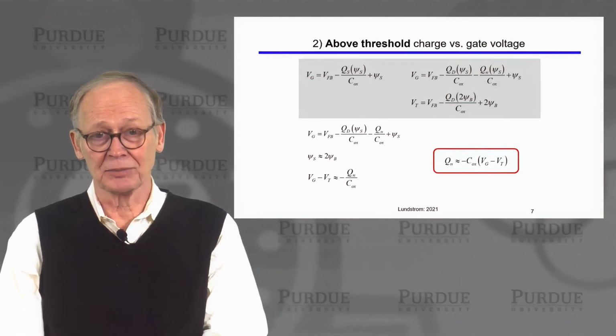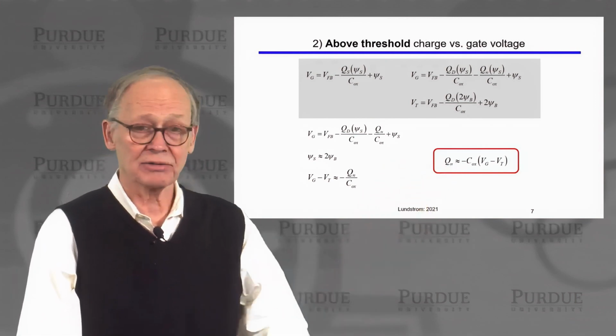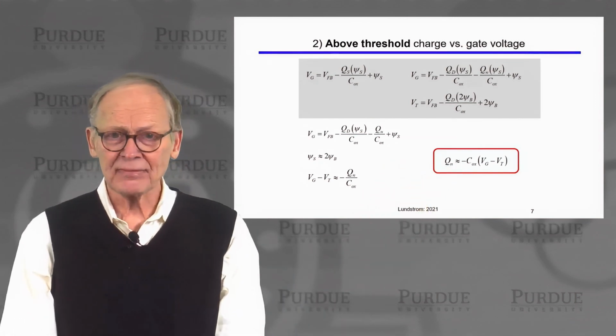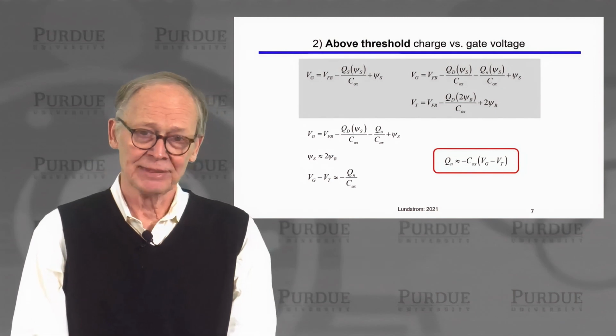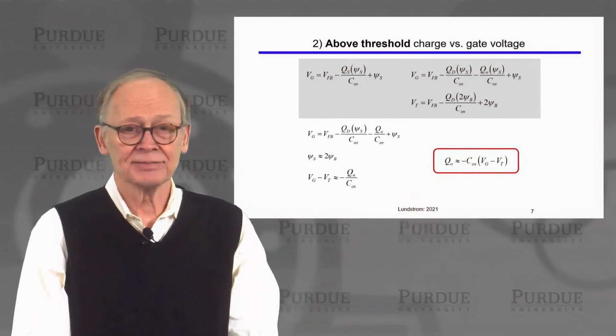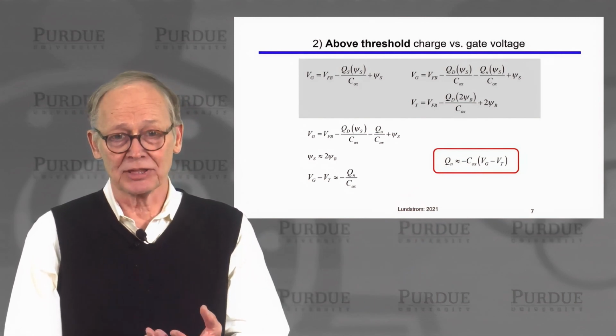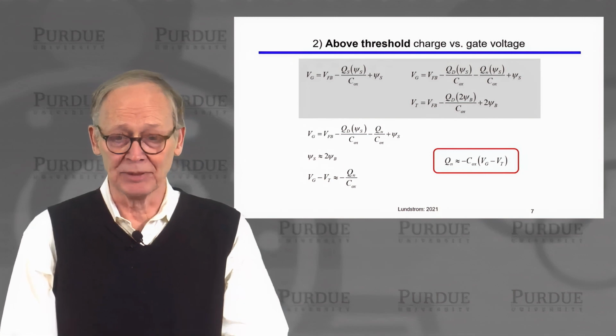Charge is capacitance times voltage. In this case, it's negative charge because these are electrons that we're talking about. And it's only part of the charge. It's the mobile charge. So we can't use the entire gate voltage. It's the amount that the gate voltage is above the threshold voltage, because that's when this mobile charge dominates.